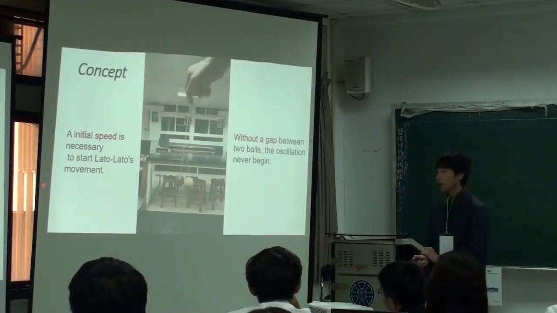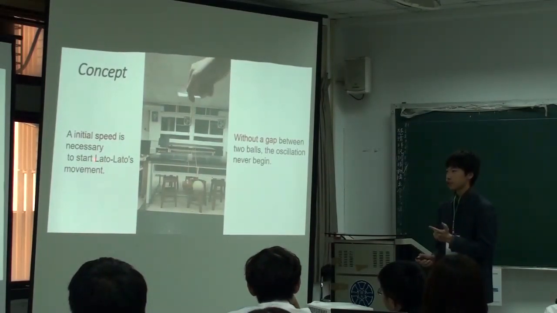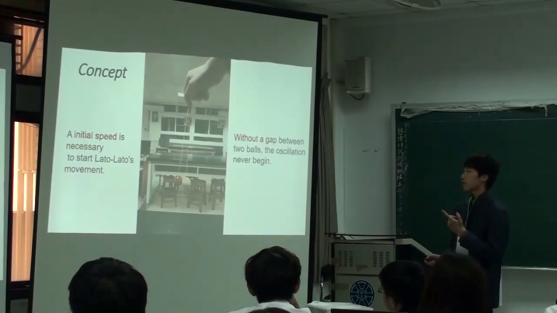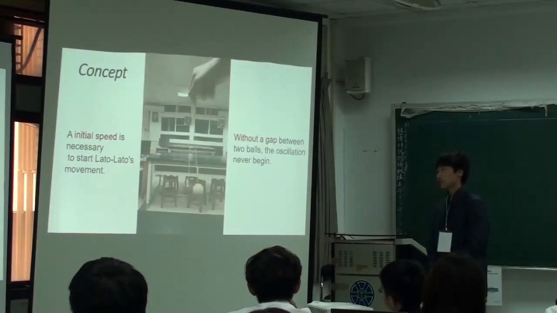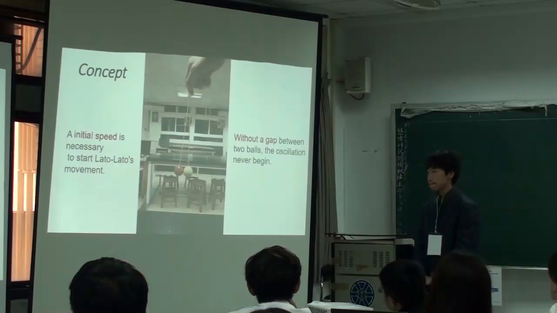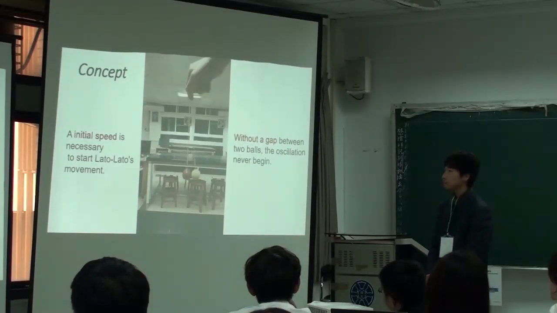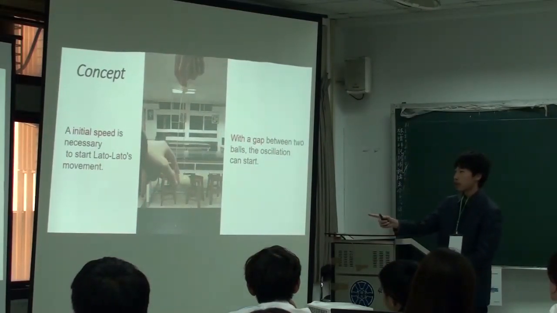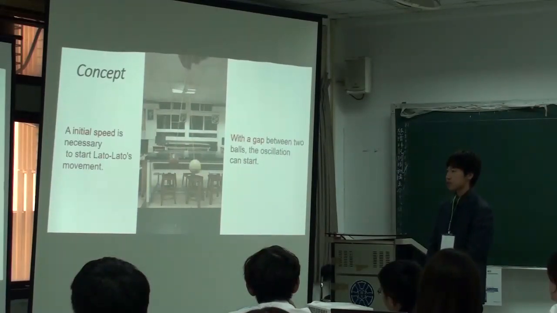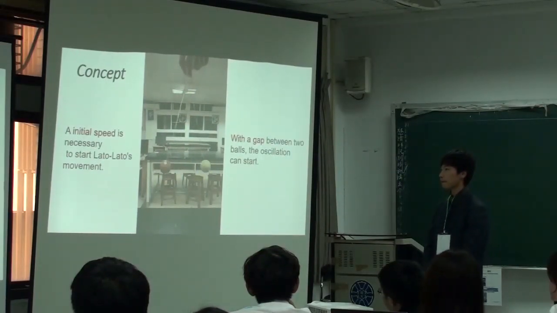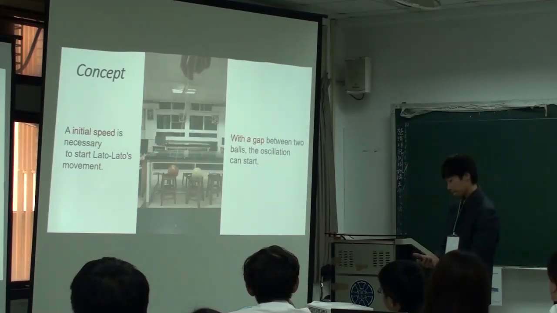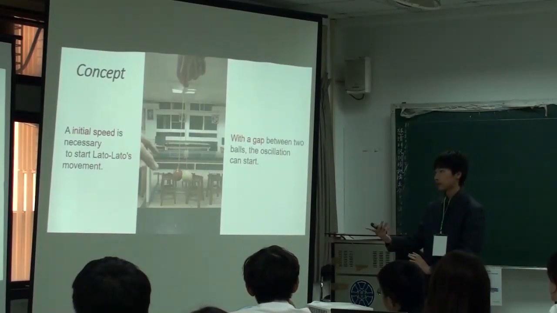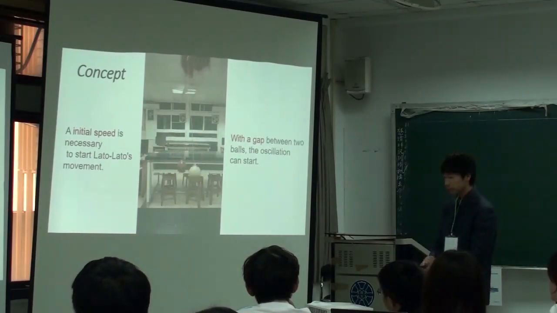Concept. The initial speed is necessary to start Lato's movement. Without a gap between the two balls, the oscillation never begins, as you can see. And with a gap, initial speed is necessary to start Lato's movement, and initial speed.